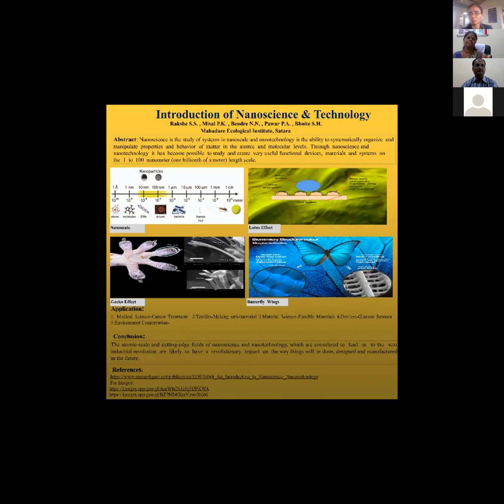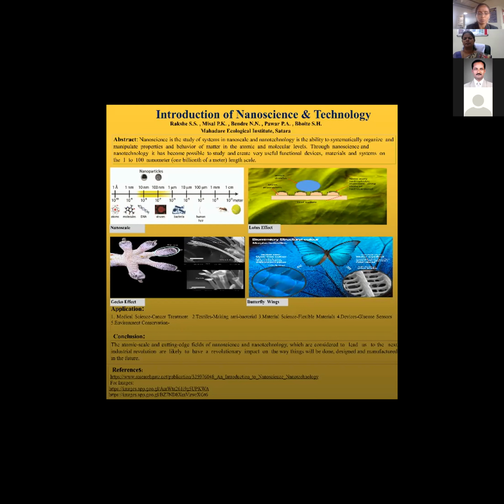After that, there are some examples in nature which relate to nanoscience. First one is the lotus effect. It has super hydrophobic power of self-cleaning. The leaves of the lotus flower exhibit extremely water repellent properties due to micro and nano structure on the leaf surface. This structure allows the plant to have a magnificent self-cleaning function.